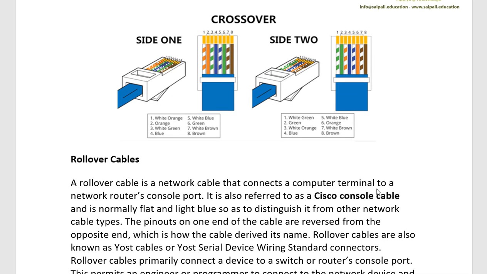And this is how the crossover cable coding works. On one side the first wire will be orange white, then on the other side it will be green white. The second wire will be orange, on the other side it will be green. The third wire will be green white, and on the other side it will be orange white. The fourth one is the same, blue, and the fifth one is also the same, white blue. Then again the sixth wire changes from green to orange, and then white brown. The seventh and eighth wires are the same, white brown and brown on both sides. So you can see the first, second, third and sixth wires change from one side to the other. This side is the T568A standard, and the other side is the T568B standard.